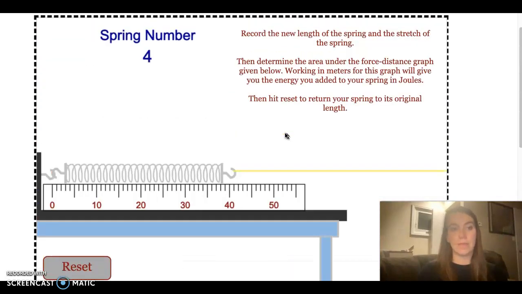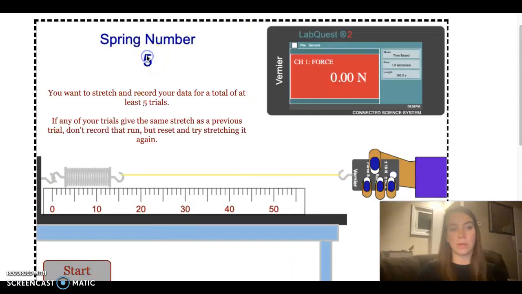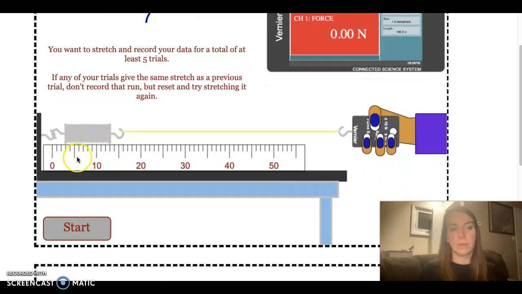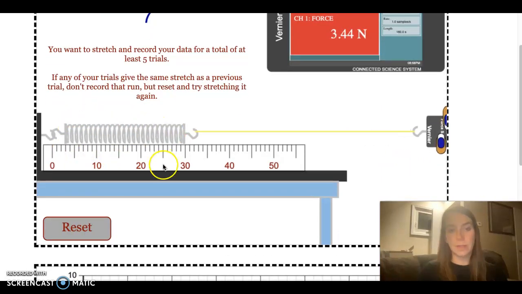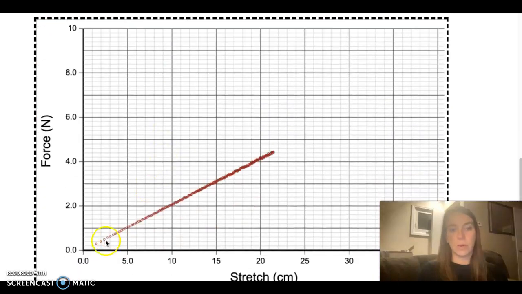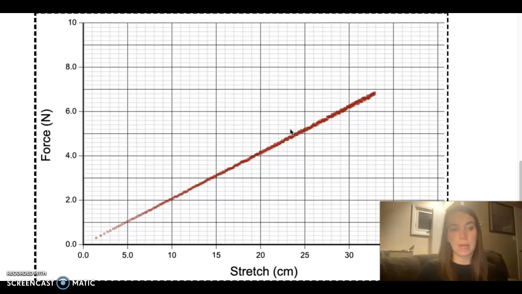Okay, I can even go to another spring. I can go up to spring number 7. You can see what that looks like. The coils are much tighter. And if we look down below, we're getting a way higher slope, right? So 1 Newton is only at 5 centimeters. We're going all the way up to like 6 Newtons, 7 Newtons. So a much higher slope. So that's going to give us some meaning.